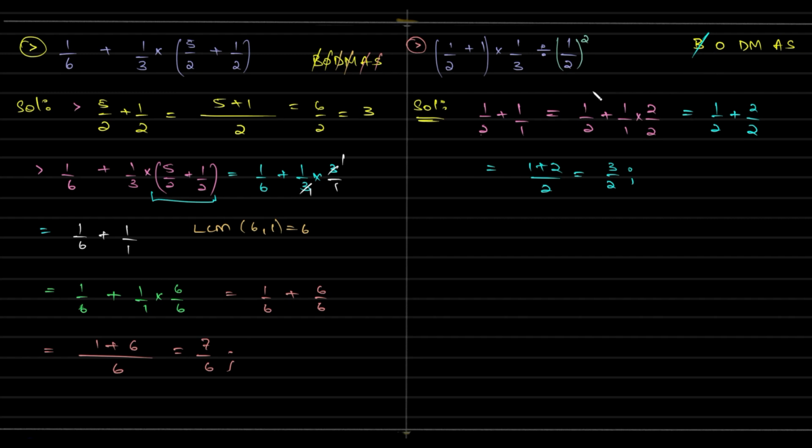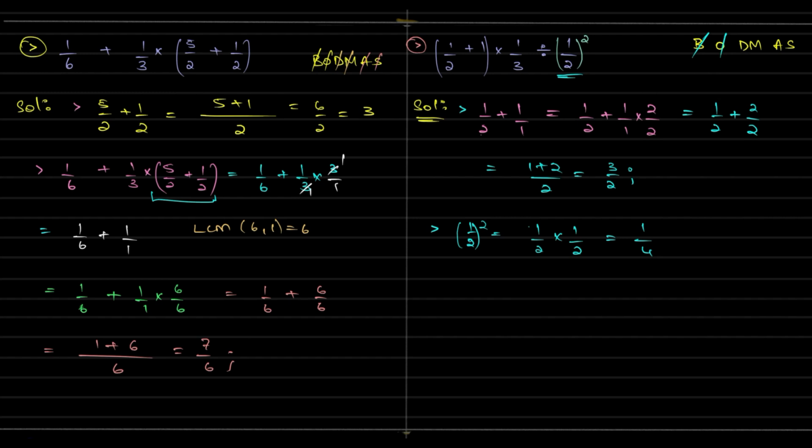So we're done with fractions. Then we have an operation, right? Order. 1 by 2 the whole square. What is 1 by 2 the whole square? See, the idea of square is that whatever number is there inside the bracket, we need to multiply 2 times. So 1 by 2 into 1 by 2. So how much is 1 by 2 into 1 by 2? 1 by 4, is it not? 1 into 1 is 1, 2 into 2 is 4.